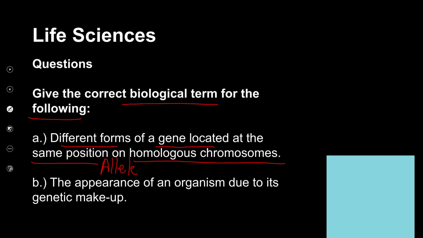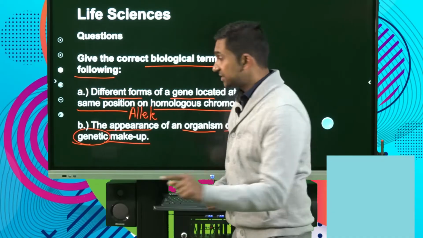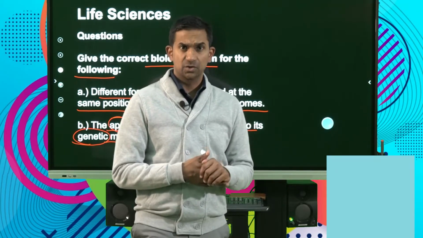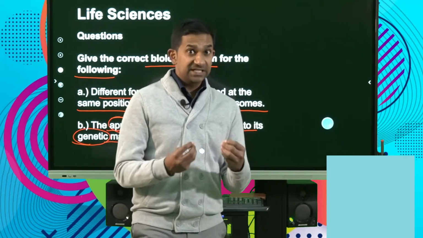The next description that we need to find would be B, the appearance of an organism due to its genetic makeup. Guys, remember that it's the appearance of an organism due to its genetic makeup. So we refer to that as the phenotype. When we talk about the appearance of an individual due to its genetic makeup, we say that that is the physical expression of a characteristic. So when we describe an individual being tall or left-handed, we say that that's the physical expression of the genes.